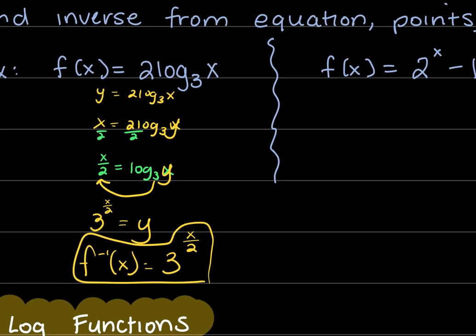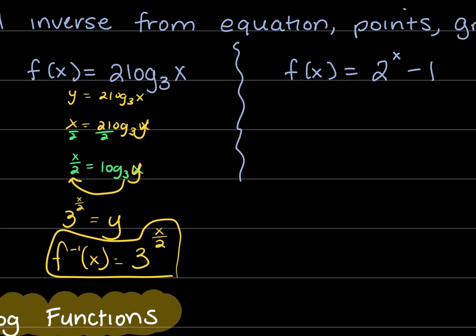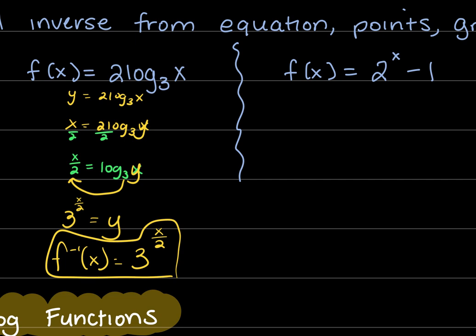All right, then go to exponential. So same steps, but now we're doing it on an exponential function. Make it y equals 2 to the x minus 1. Switch your x and your y. x equals 2 to the y minus 1. Now I want to get to the y. So the first thing I'm going to do is isolate the exponential part. I'm going to add the 1. x plus 1 equals 2 to the y.